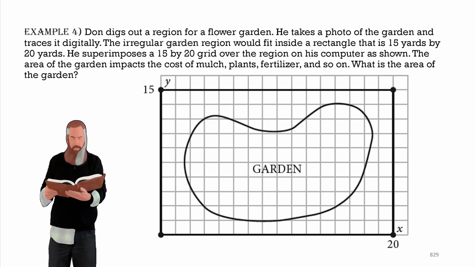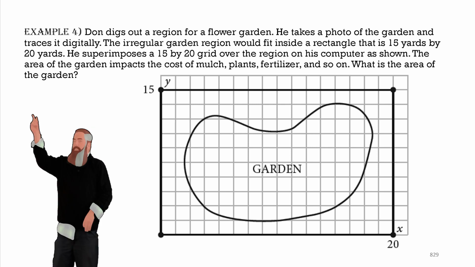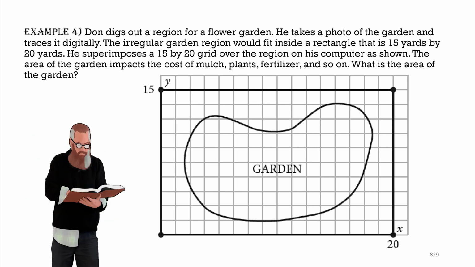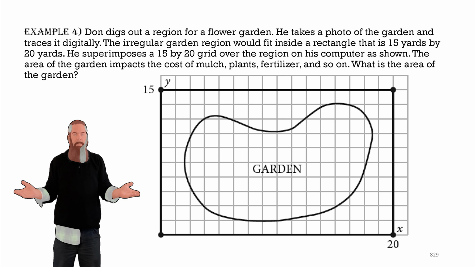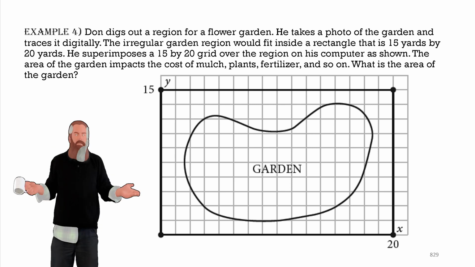The garden is not a polygon, it is a free-form plane figure. This is a two-dimensional region defined by curves and/or line segments, but free-form plane figures do not have to adhere to any other geometric requirements. Don can use probability to find the area. First, he frames the irregular region with a 15 by 20 rectangle, which is shown. The area is 300 square units.